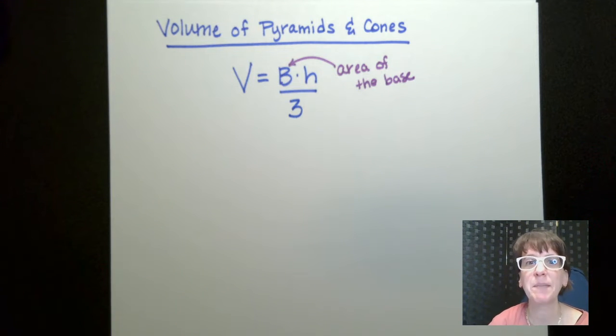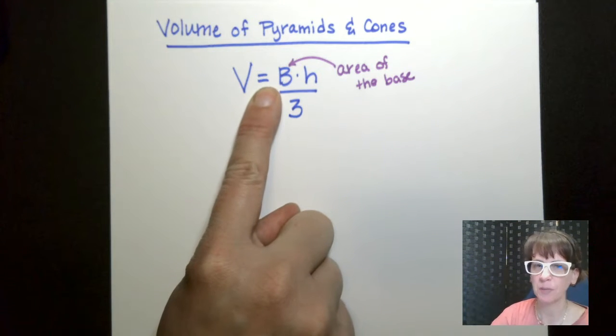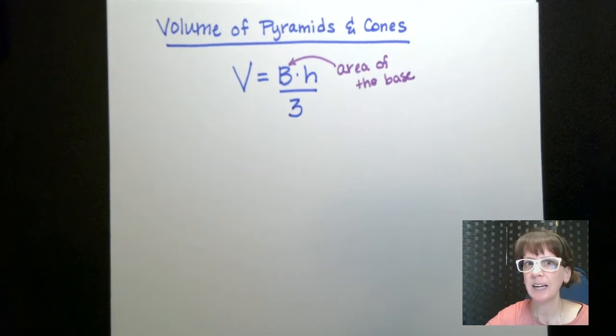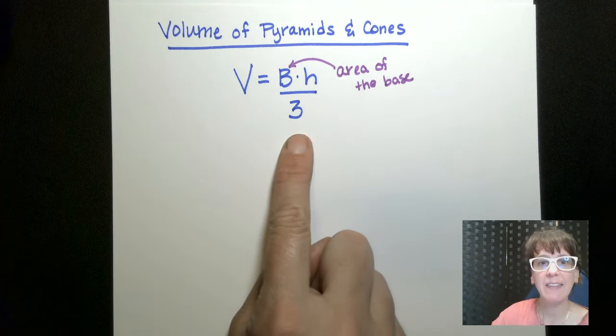Friends, welcome back. We're talking about finding the volume of pyramids and cones. Now, here's the formula. Volume equals the area of the base. That's what we do when we have a capital B. Times it by the height of the actual cone or the pyramid, and then divide by 3.